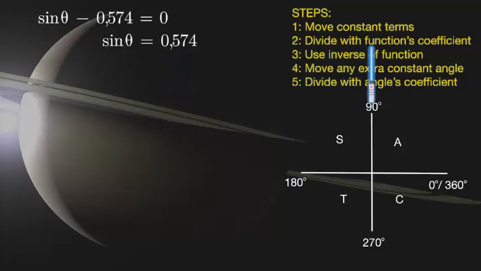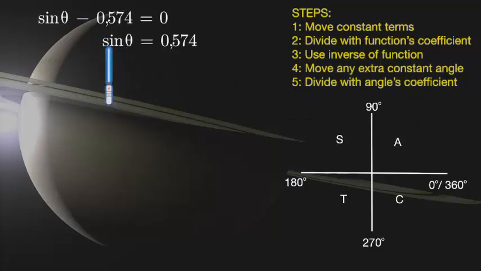Second step, divide with the function's coefficient. Well, this sine theta is our function, and the coefficient here is a 1, so we don't have to worry about it in this regard, because 0,574 divided by 1 stays 0,574. Then, step 3, use the inverse of the function.